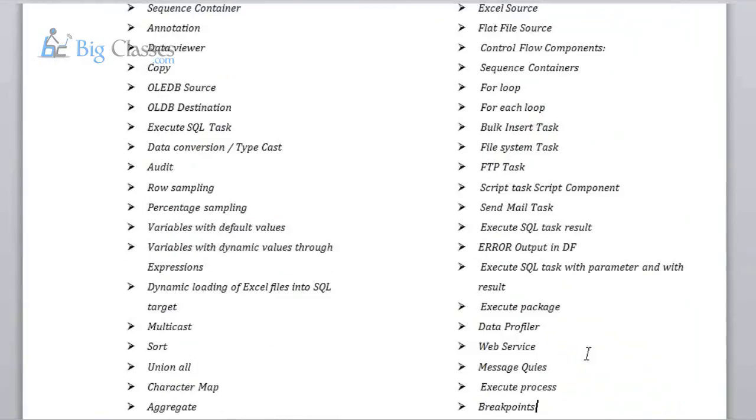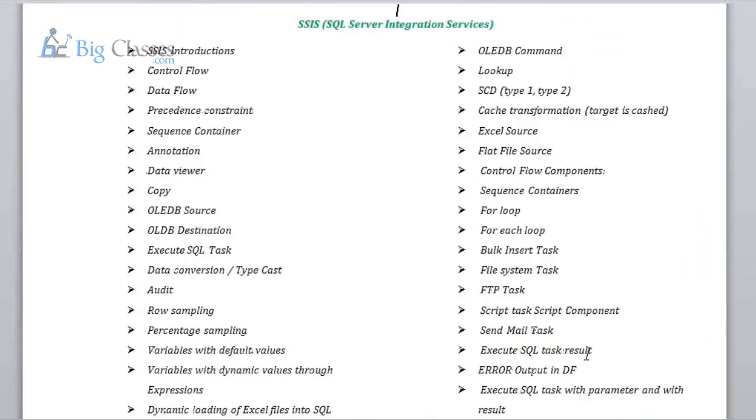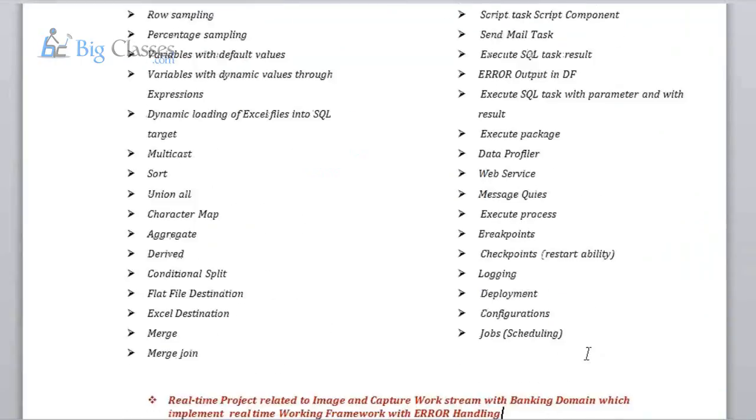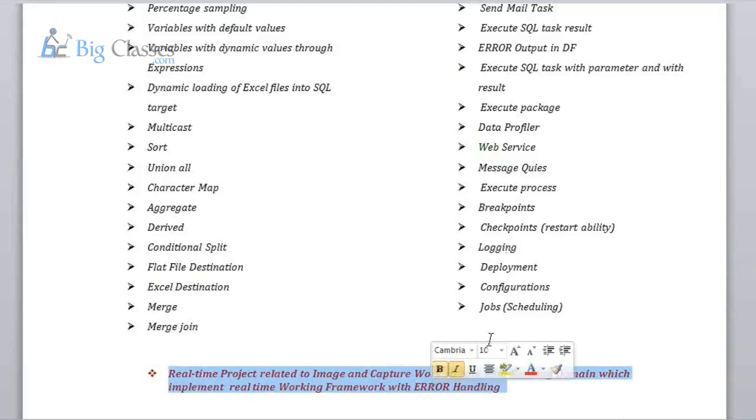Once you are done with the basics and advanced concepts, I'm going to develop a real-time project, which was in the image and capture department of one of the banking domains I have supported. It is also going to hold a real-time error handling framework. The whole framework I will be explaining to you, and for me to explain this framework it will easily take 3 hours.